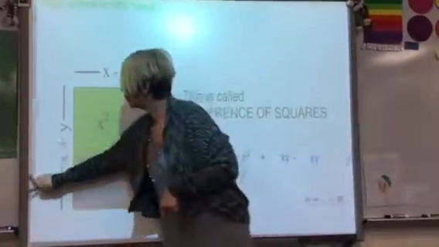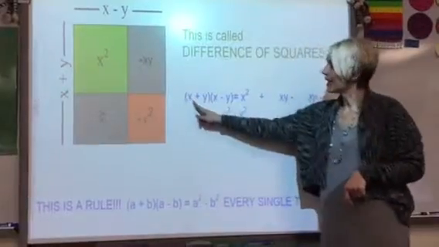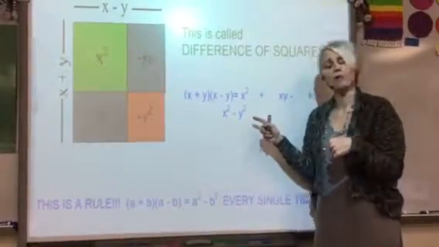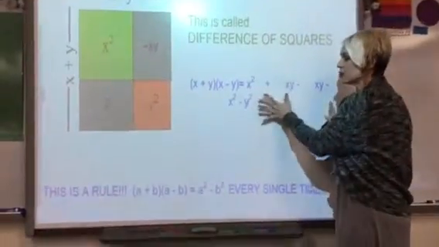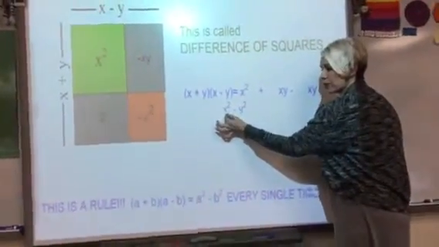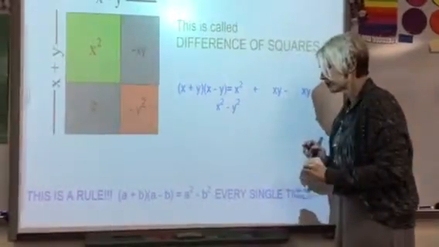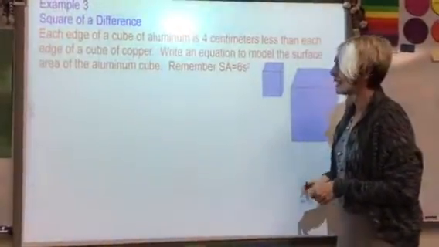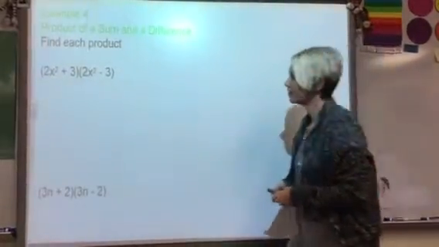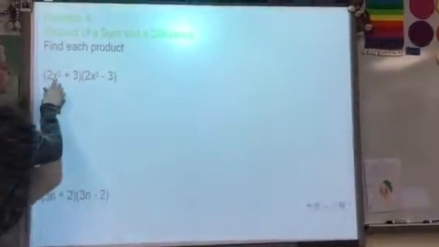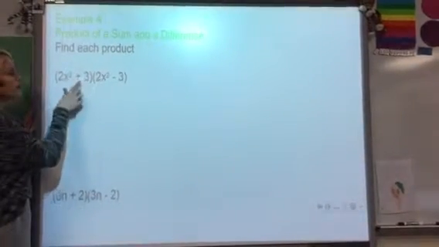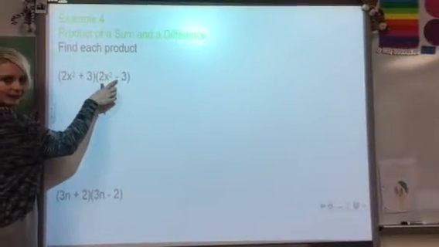Now we're going to talk about what's called a difference of squares. When I take a sum times a difference, I'm going to show you what happens with FOIL, but this tells you the pattern is going to be the first term squared minus the last term squared every time, and we call that a difference of squares. So let's go ahead and look at that difference of squares. Here I have 2x squared plus 3 times 2x squared minus 3. This is the difference of squares because this is a sum and a difference.